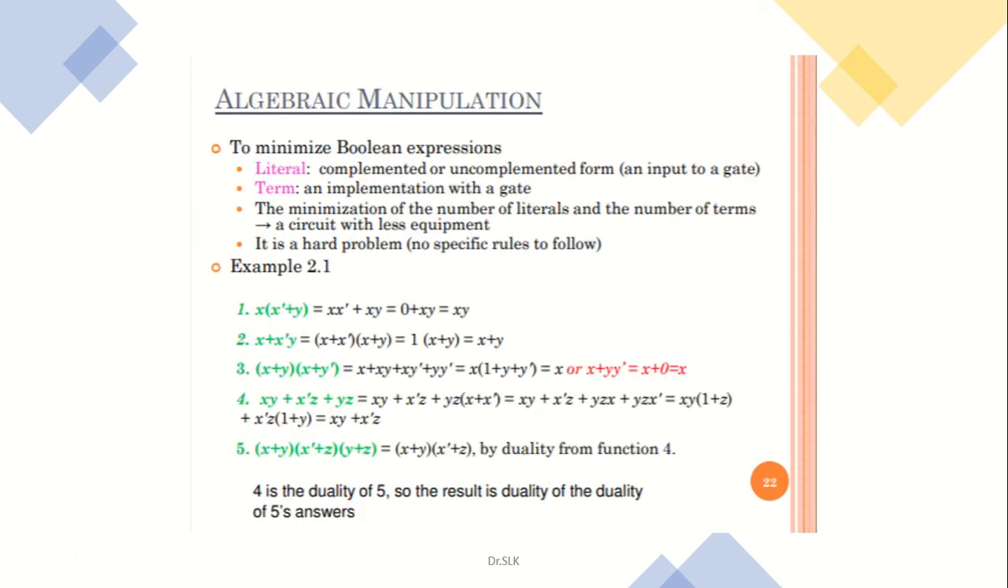So for algebraic manipulations, the things to keep in mind, to minimize a Boolean expression, are these. Literals are nothing but the binary variables that we are using, in complemented or uncomplemented form. Next is a term and its implementation with gates, and the minimization of the number of literals and the number of terms, giving a circuit with fewer components, and so on.